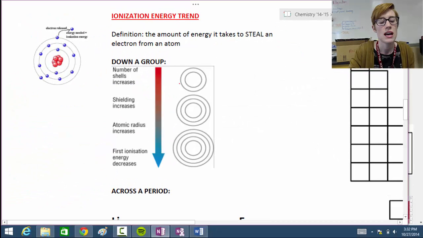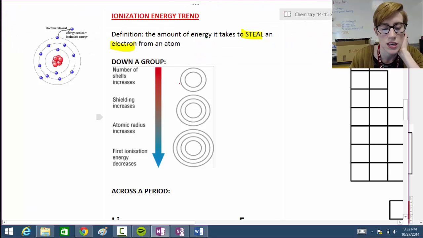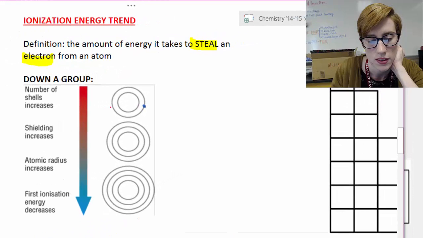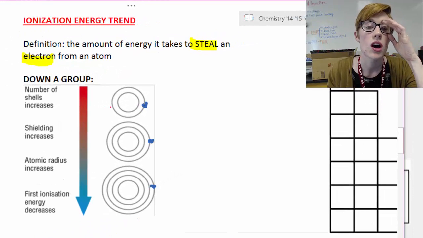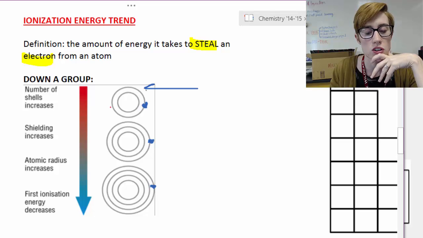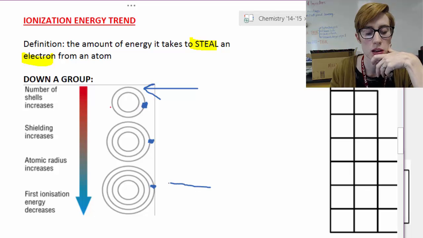Ionization energy trend. Ionization energy is the amount of energy it takes to steal an electron from an atom, okay? So let's think about this. As we go down a group, let's pretend that the valence electron, which one is it going to take a lot more energy to steal? It's going to take a lot more energy to steal from an element high up in a group than to steal from an element lower in a group.